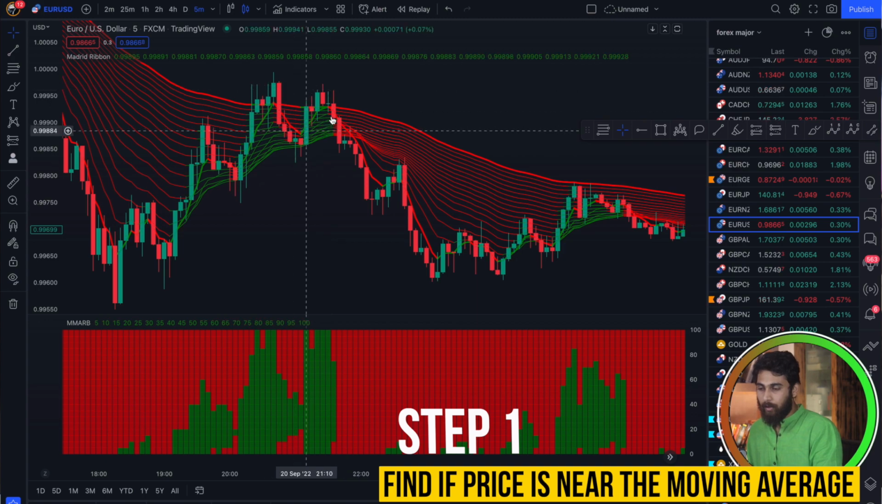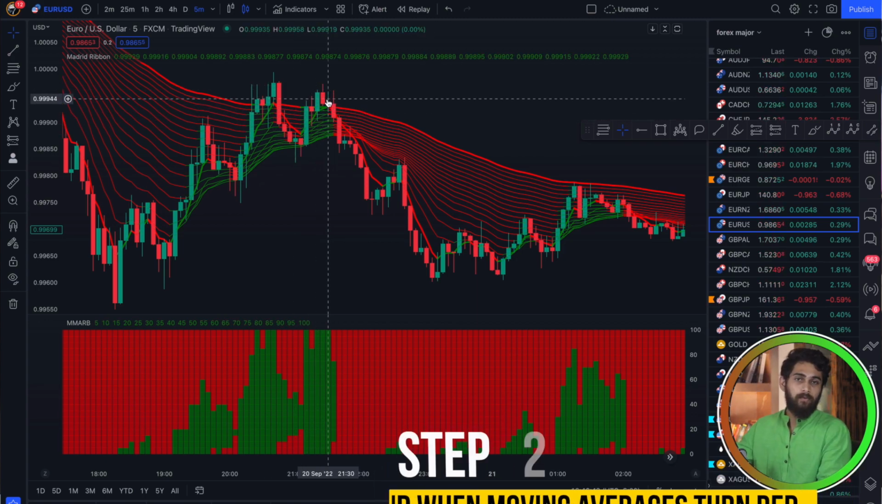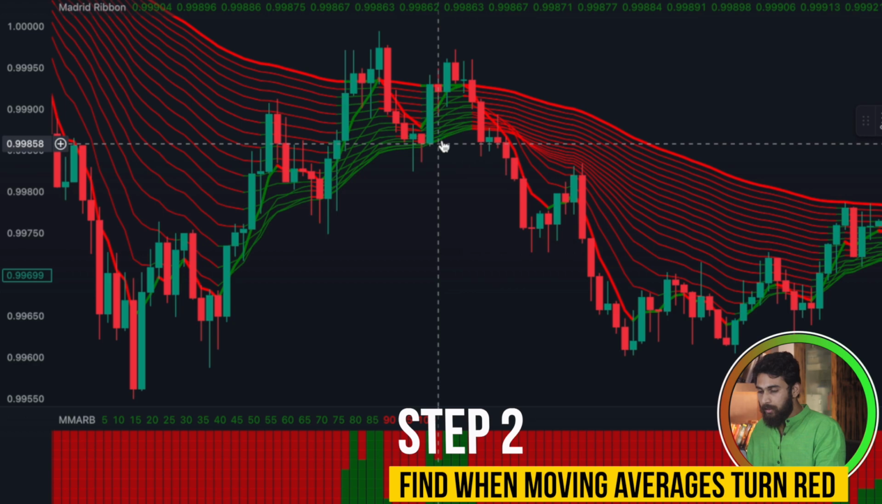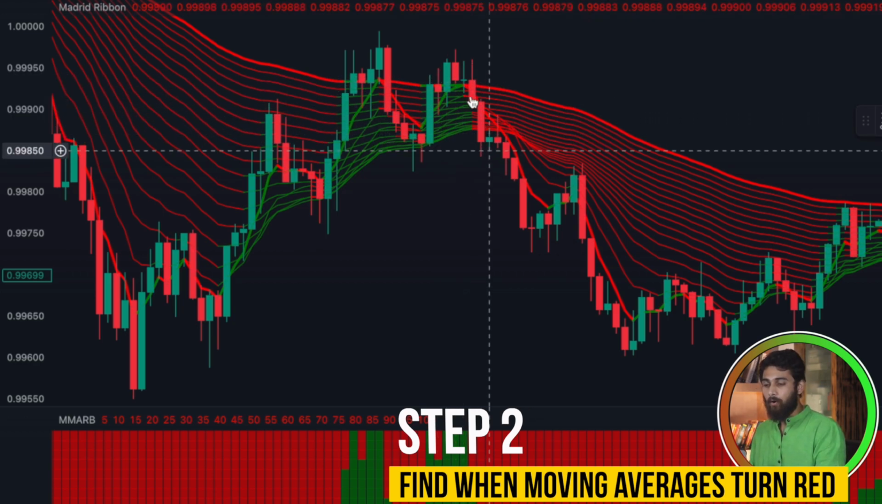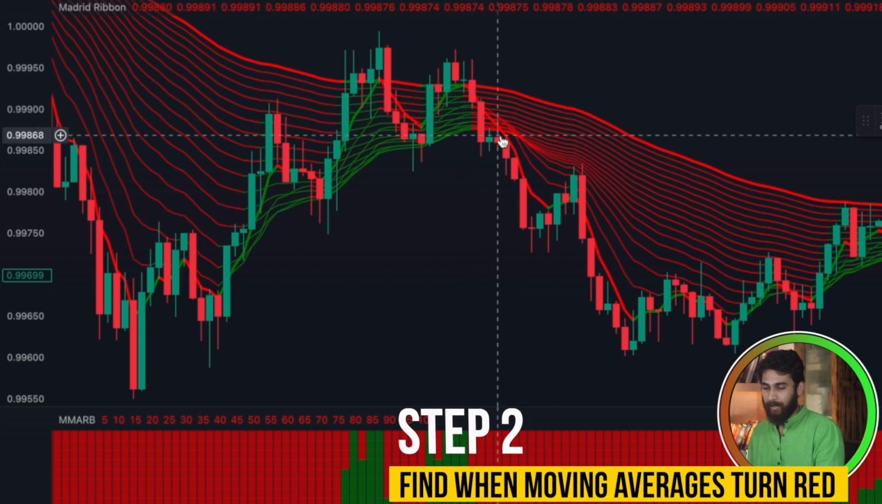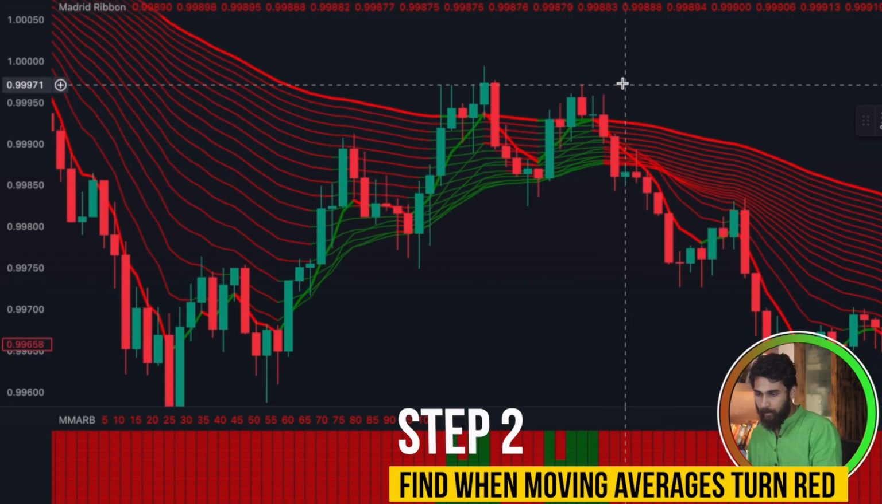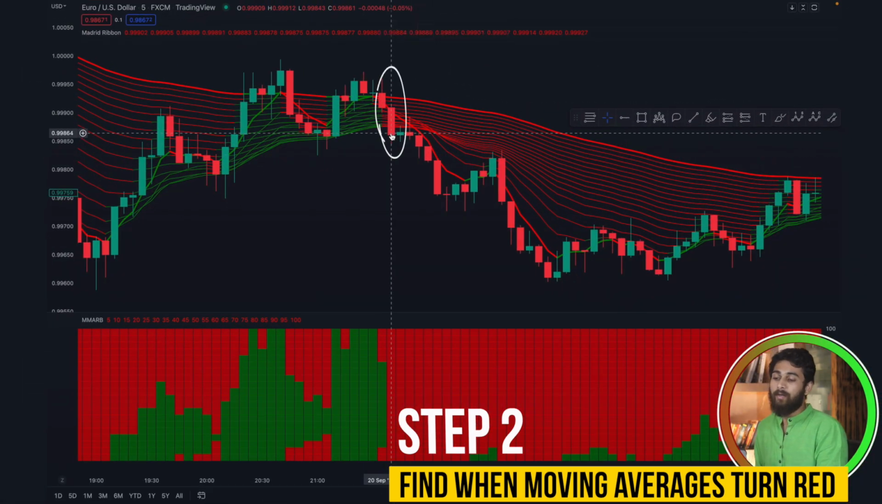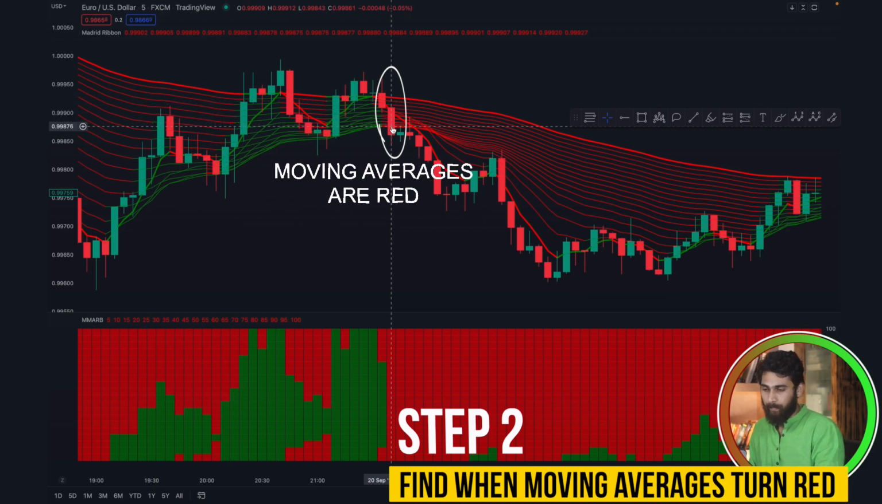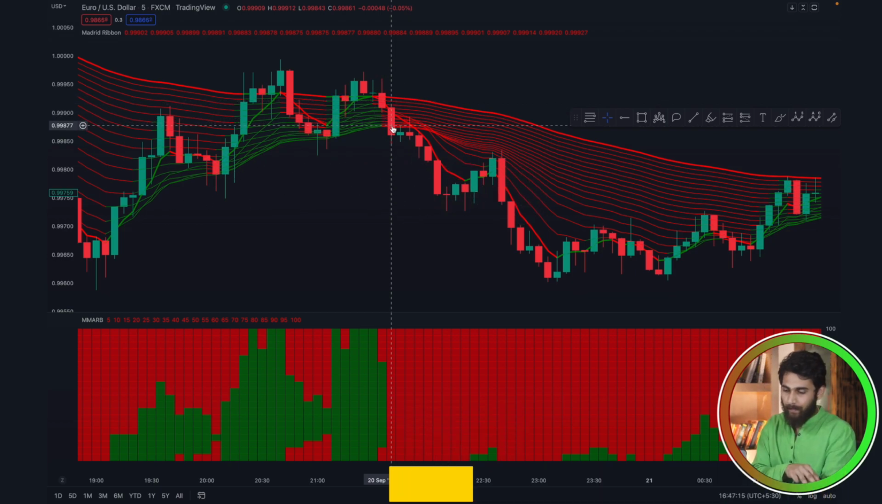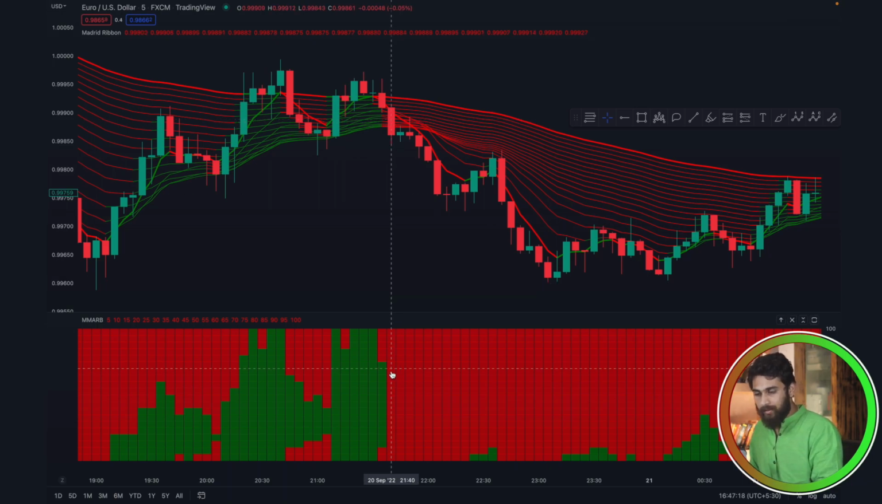And when it got near the moving average, the second step is to find when all of these ribbons or the moving averages turn red. For a sell entry, we will need all of this to turn red. Like if we zoom in a little bit on this chart, at this point, we got a confirmation that yes, now all of the ribbons or the moving averages are red, right? So after that, the third step is to confirm this with this indicator and see if all of the boxes here are red or not. And when we get that confirmation, that is when we place a sell entry.